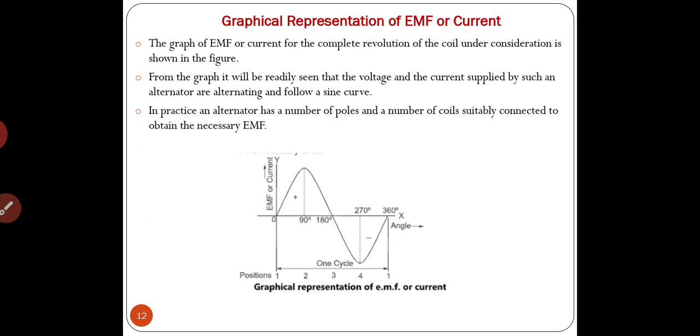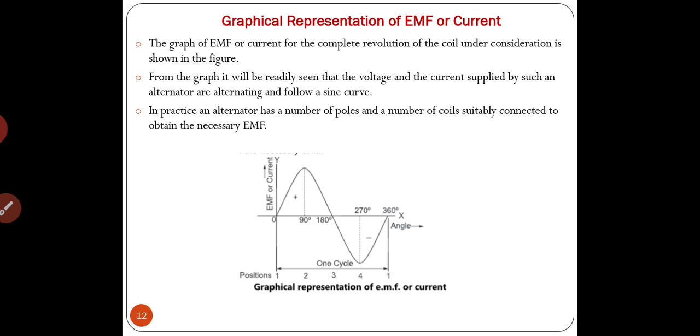Graphical representation of EMF or current. The graph of EMF or current for the complete revolution of the coil under consideration is shown in the diagram. From the graph, it will be readily seen that the voltage and current supplied by such an alternator are alternating and follow a sine curve.